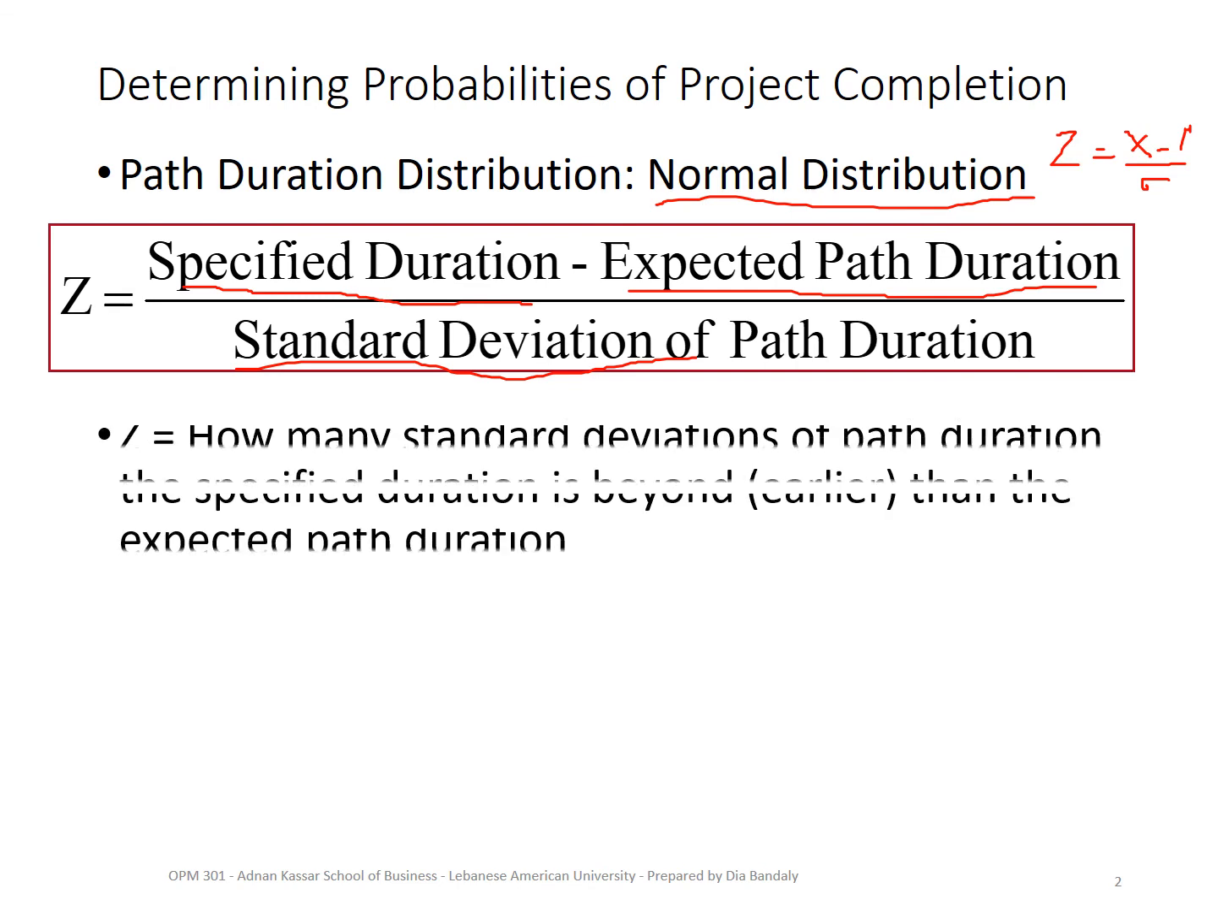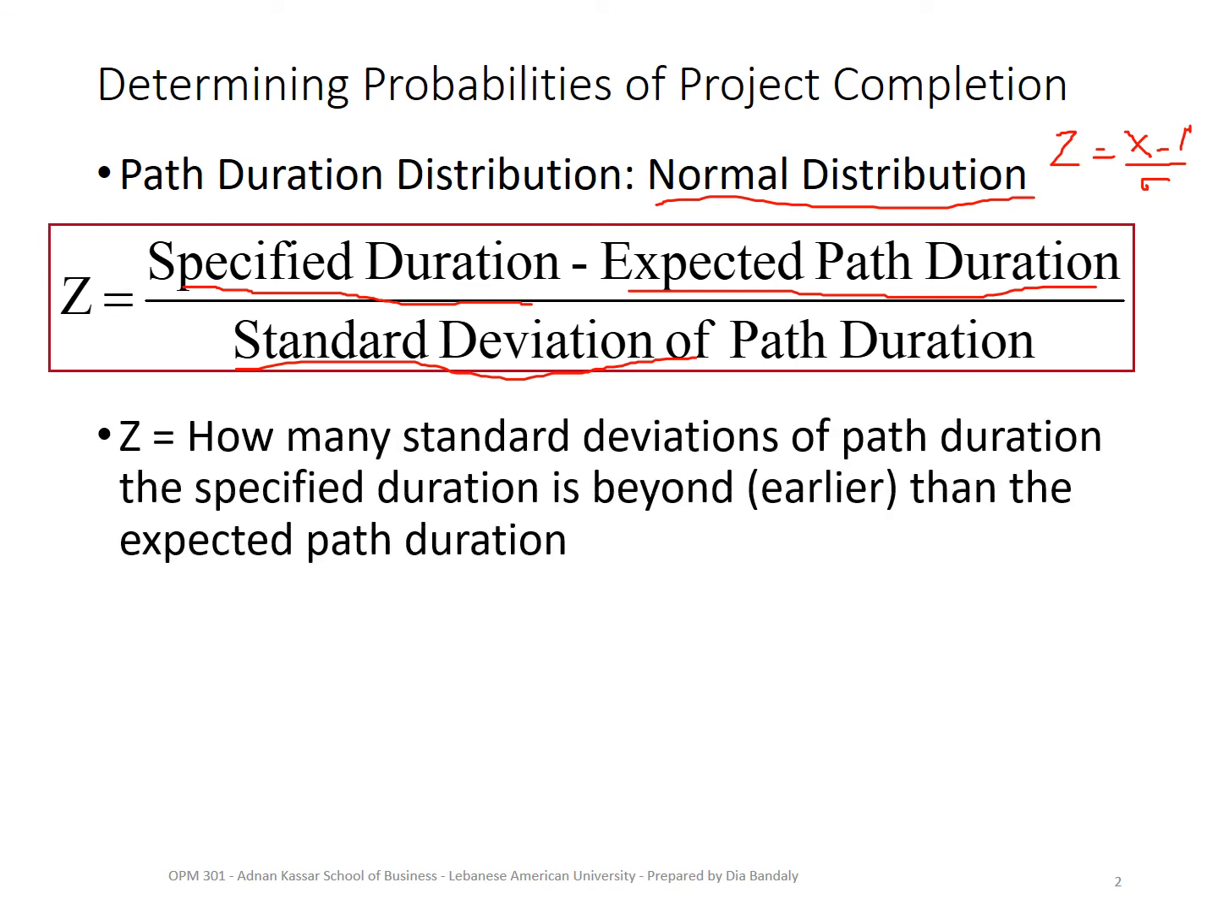Why is z important? Because z tells me how many standard deviations of the path duration we are beyond or below the expected path duration, or the average path duration. Okay, so then I can answer the question about the probability of finishing the project within a certain time.